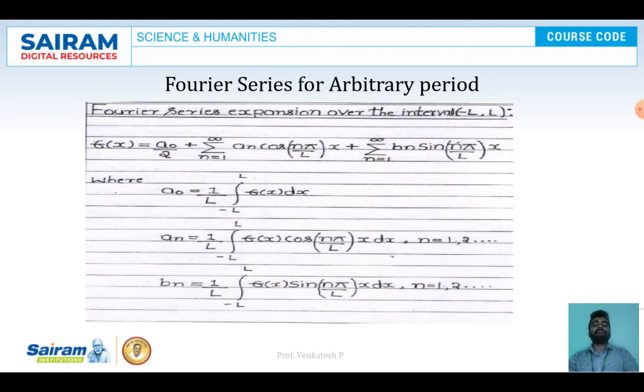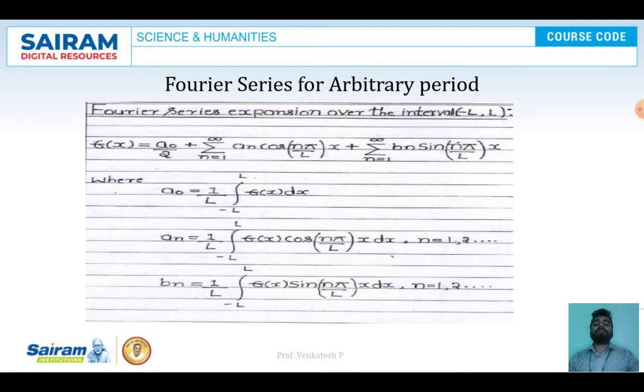Where a naught is equal to 1 by L integral minus L to plus L f of x dx, a n is given by 1 by L integral minus L to plus L f of x cos n pi by L into x dx, for n is equal to 1, 2, 3 and so on, and bn is equal to 1 by L integral minus L to plus L f of x sin n pi by L into x dx, for n is equal to 1, 2, 3 and so on.